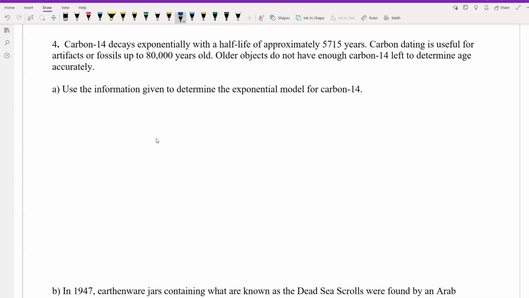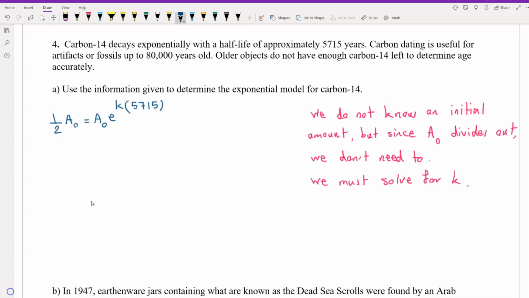Carbon-14 decays exponentially with a half-life of approximately 5,715 years. Carbon dating is useful for artifacts or fossils up to 80,000 years old. Older objects do not have enough carbon-14 left to determine age accurately. Part A used the information given to determine the exponential model for carbon-14. So we don't know the initial amount, but A sub 0 divides out. So we're going to solve for k.